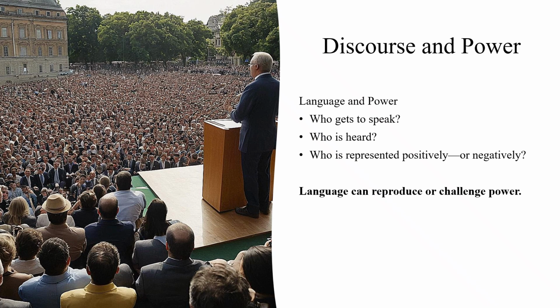Discourse can also reveal relationships of power. Who is allowed to speak? Whose voice is heard? And how are different groups represented? For example, political speeches and news reports can use language to present people, events, or social groups in particular ways. This is one of the central concerns of critical discourse analysis. Critical discourse analysis is a branch of discourse analysis that will be explained in detail in another video.